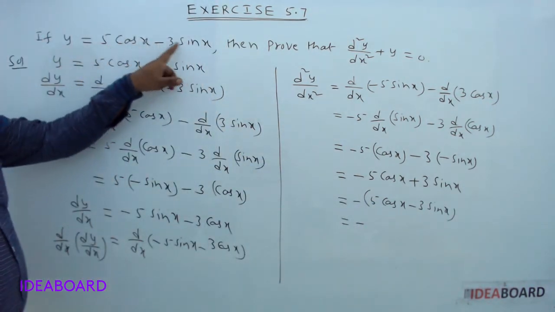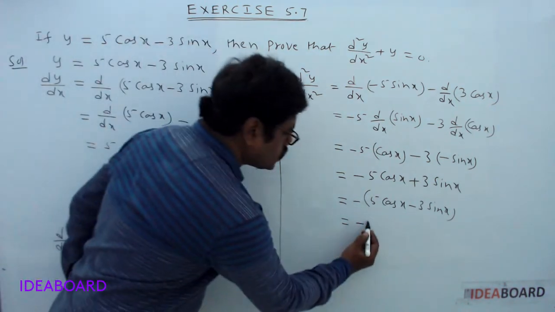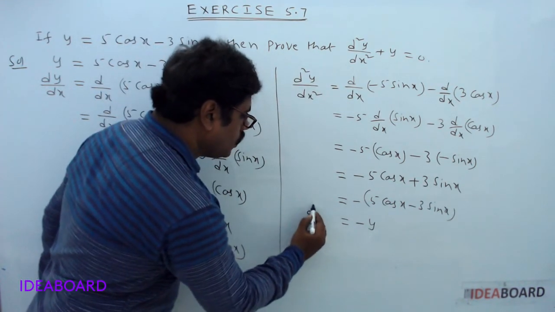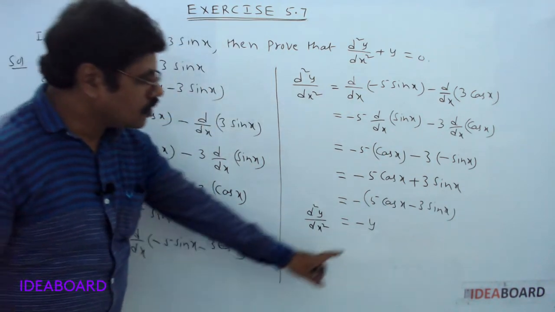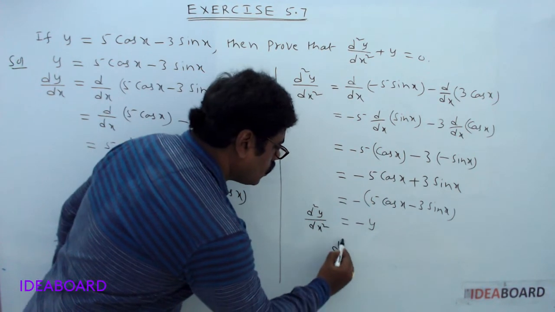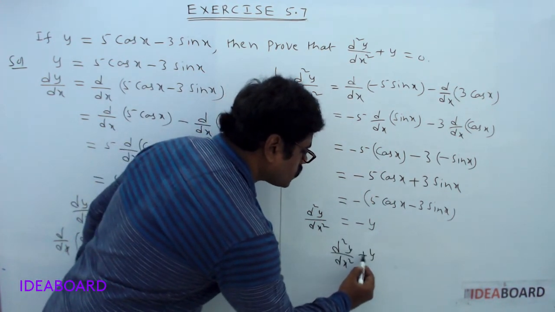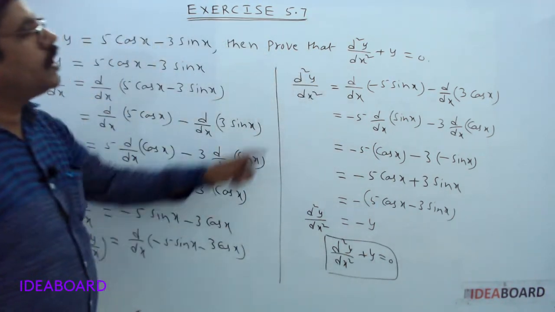5 cos x minus 3 sin x is nothing but our given function y. So this is minus y. Corresponding LHS part, d square y by dx square. If you bring this minus y term from RHS to LHS, we get d square y by dx square plus y equals 0. Now this is the required condition.